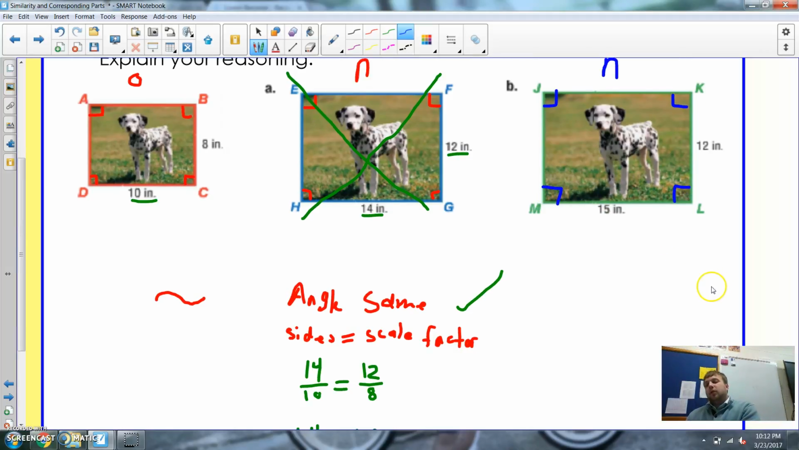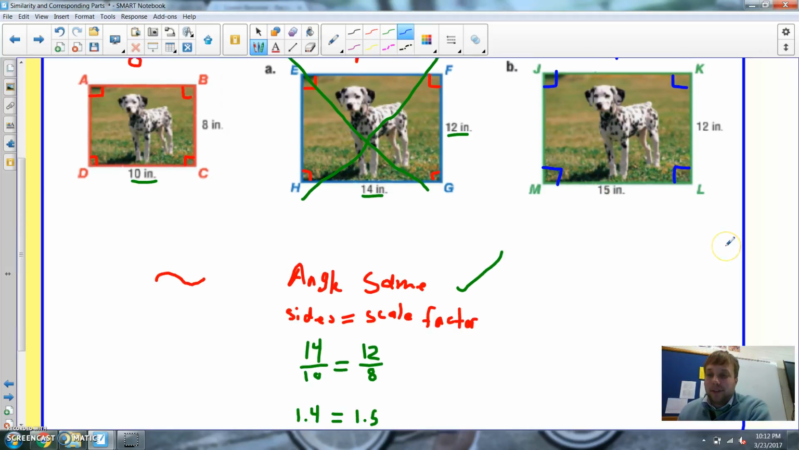All right, so now I'm going to check the scale factor for the sides and make sure those are the same. So I'm going to take 15, which is my new, and divide it by the original. So what was original to 15? 10. So I'm going to go 10. Pretty easy stuff, right? Is that the same thing as 12 divided by the original 8?